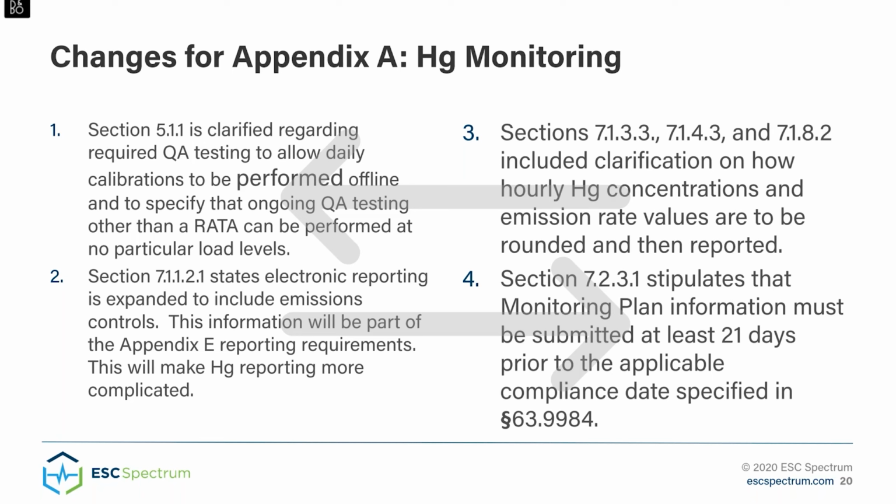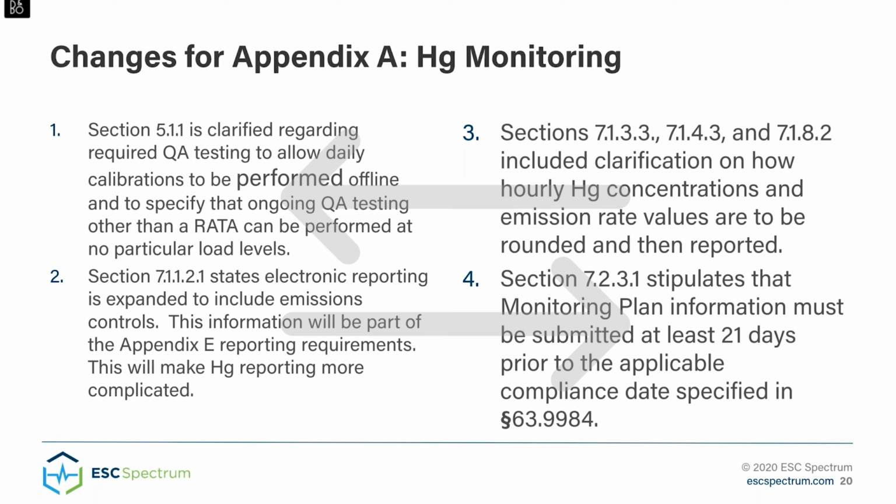Section 7.1.1.2.1 states electronic reporting is going to be required for emission controls. And I'm not sure what that really involves, but I thought it was important enough to mention here today that, again, I suggest that people look at that so that they can figure out in advance what this is really requiring.